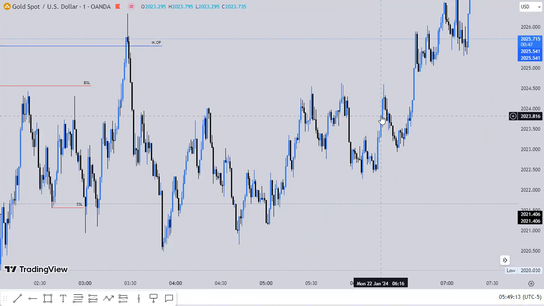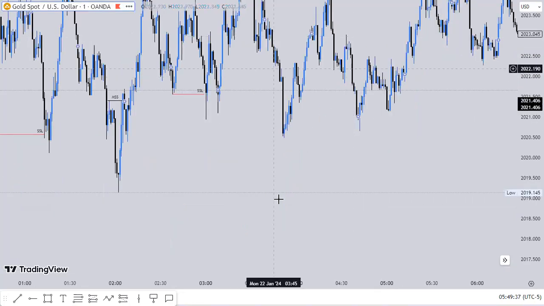This will give you a high win rate because you are not entering your trade from a level blindly. So you are not entering a trade if price goes to the daily fair value gap and you just take a sell or a buy. You must wait for price to give you confirmations.